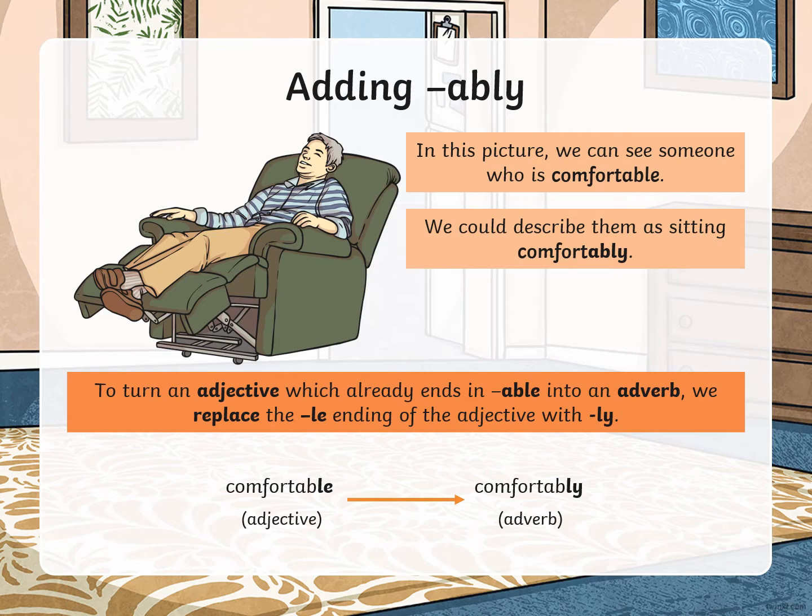To turn an adjective which already ends in able into an adverb, we need to replace the le ending of the adjective with ly. So comfortable is an adjective, and if we want to turn it into an adverb, we drop le and add ly, and that gives us the adverb comfortably.